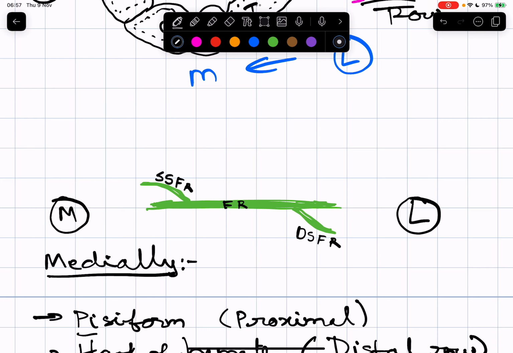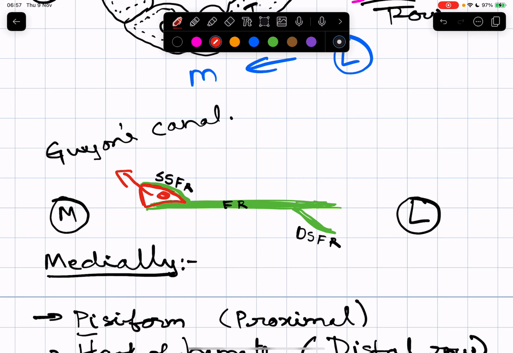Now you get this compartment here, between the flexor retinaculum and the superficial slip of flexor retinaculum. This compartment is called the Guyon's canal. So this particular region, for the ulnar nerve and the ulnar artery to pass, is called the Guyon's canal. So passing through the Guyon's canal will be the ulnar artery and the ulnar nerve.